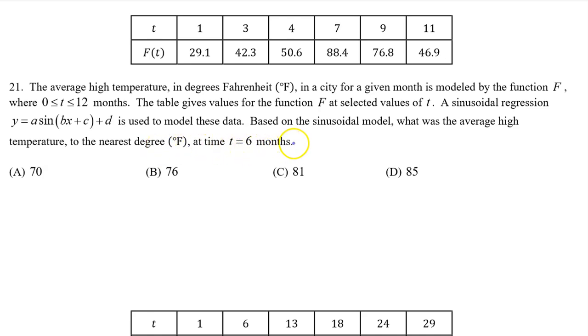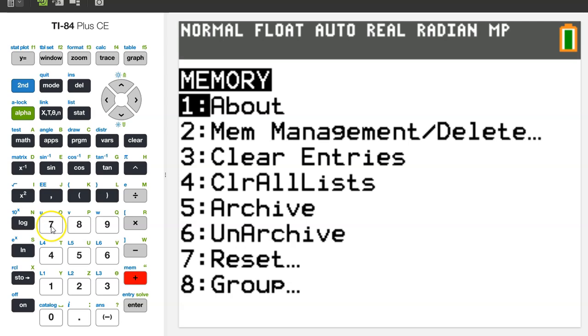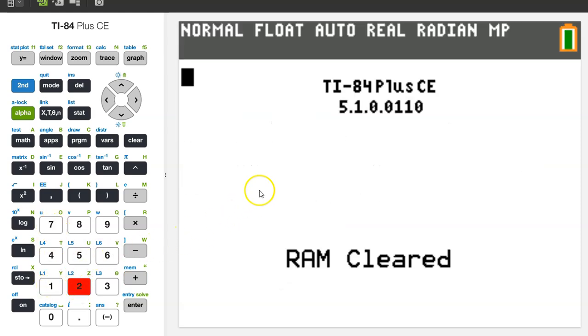Based on the sinusoidal model, what was the average high temperature to the nearest degree Fahrenheit at time t equals 6 months? So when they talk about a regression model, they're talking about using the calculator to find a curve of best fit. Let's all reset the calculator so we can start fresh. Hit second plus 712. Again, that's second plus 712. Now we have a fresh calculator.